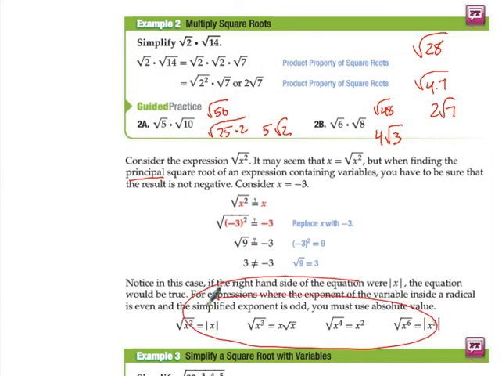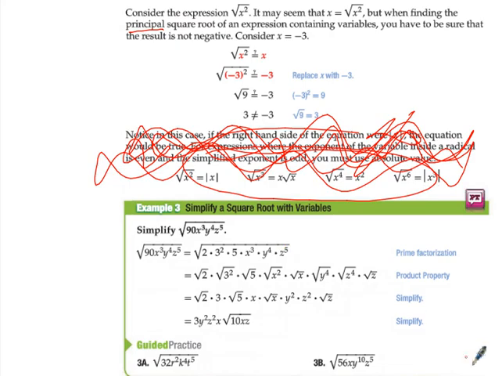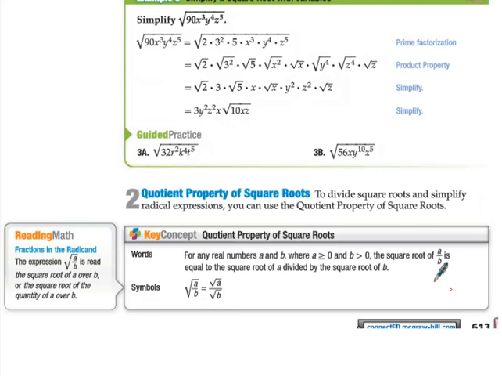Sometimes we have to take positives and negatives into account. I'm going to tell you, don't spend too much time worried about this absolute value stuff. For our purposes, we don't need it. But it's not a bad thing to think about how positives and negatives can play out when working with square roots.